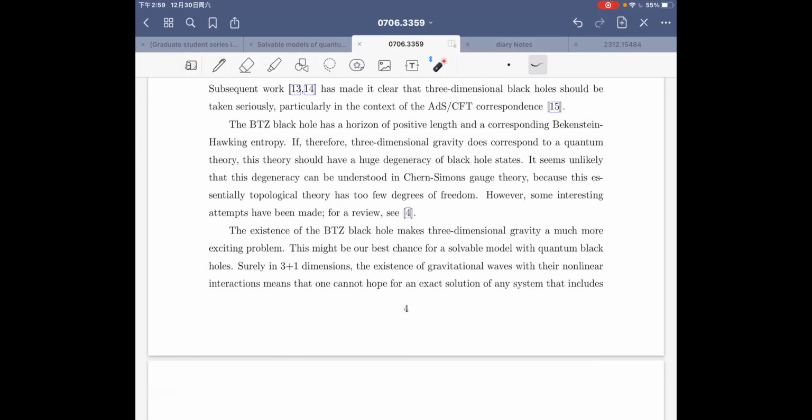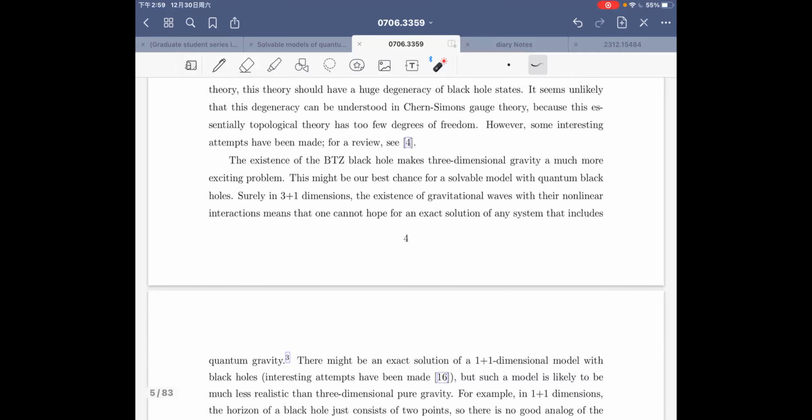The existence of the BTZ black hole is a positive development. If we can quantize gravity with a black hole solution, it would benefit the effort to ultimately quantize four-dimensional gravity. However, in four dimensions, we encounter gravitational waves that are non-linear. So we cannot obtain an exact quantum solution for quantum gravity. An exact solution refers to at least providing the Hamiltonian near the black hole horizon and so on. Witten's discussion on this topic is truly enlightening.